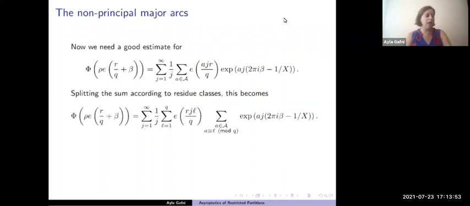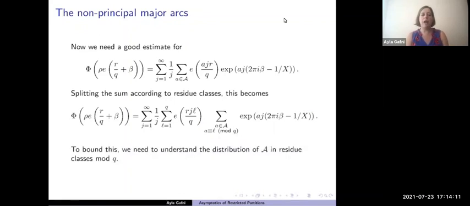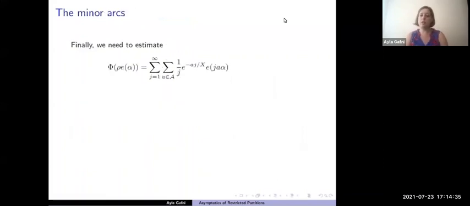And when I do that, then all of the dependence on A is now isolated into this innermost sum, and is a sum over the elements of A that are in a specific residue class. And so in order to bound this whole function, I need to understand how A behaves in the residue classes mod Q. If I understand how many elements there are in each residue class, then I can handle this using Abel summation, for example. So that's the next piece of information that we need: the distribution of A in residue classes. Once we have that, then we're ready to move on to the minor arcs.